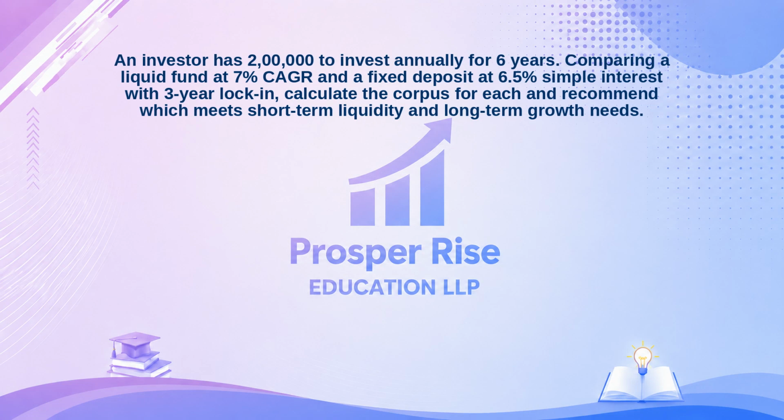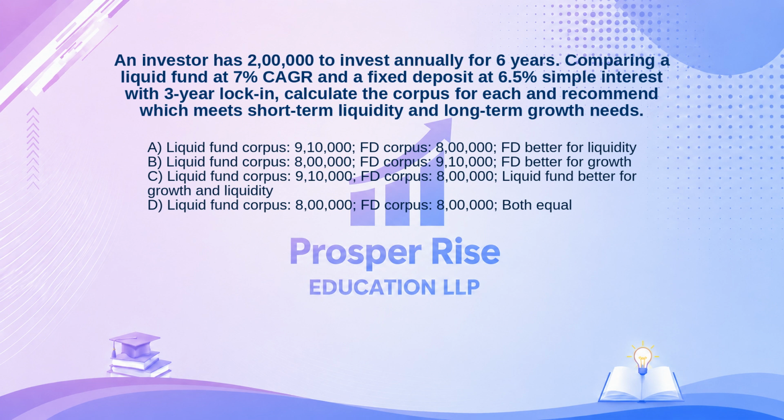An investor has 2 lakh to invest annually for 6 years. Comparing a liquid fund at 7% CAGR and a fixed deposit at 6.5% simple interest with 3-year lock-in, calculate the corpus for each and recommend which meets short-term liquidity and long-term growth needs.